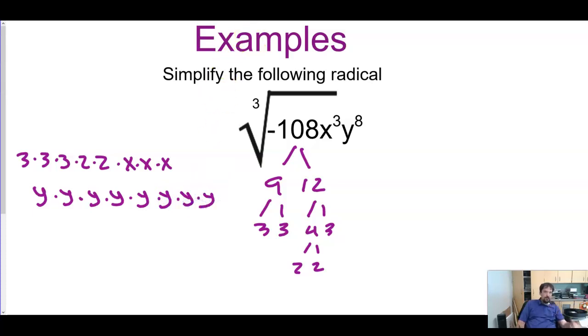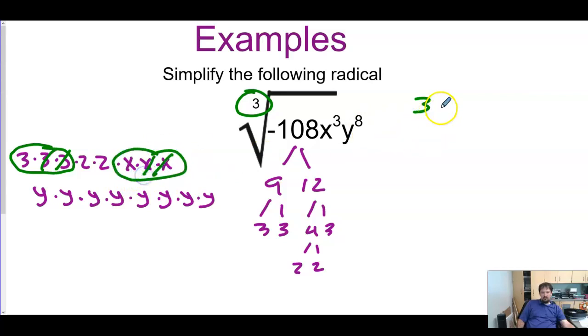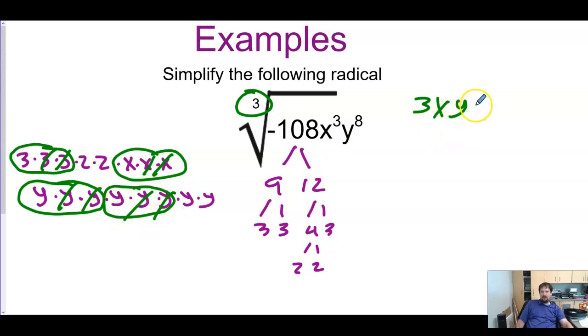Okay, we're going to look for groups of 3 because we're looking for a cube root. So here's a group of 3. That 3 comes out. Here's a group of 3. And x comes out. Here's a y, y, y. The y comes out. Here's another y, y, y. We need 3 of them to get out. Those 2 cross off, and I'm left with that one. And then those 2 y's and those 2 2's are left inside.